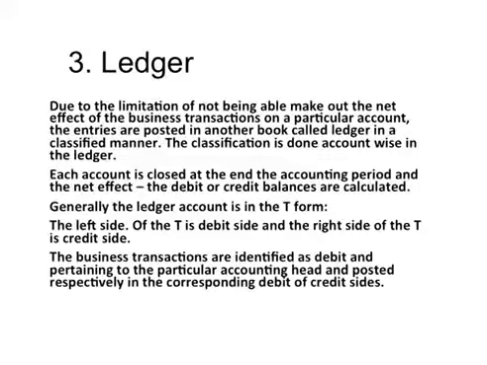Now, remember, the left side of the T is known as debit side and the right side is known as credit side. And in an account, the left side is known as debit side and the right side is known as credit side. The business transactions are identified as debit or credit pertaining to the particular account head, posted respectively in the corresponding debit or credit side. If it is a debit item, we will write it on the debit side, and if it is a credit item, we will write it on the credit side.